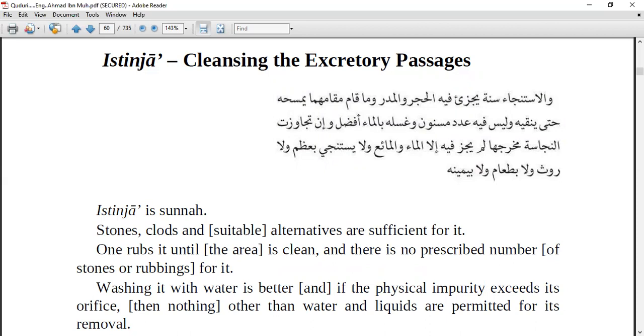والاستنجاء سنة يجزئ فيه الحجر والمدر وما قام مقامهما. Istinja is sunnah, and you can use stones, clods, or any alternative in order to complete this sunnah. Nowadays, we use toilet paper to do that. That's also permissible.